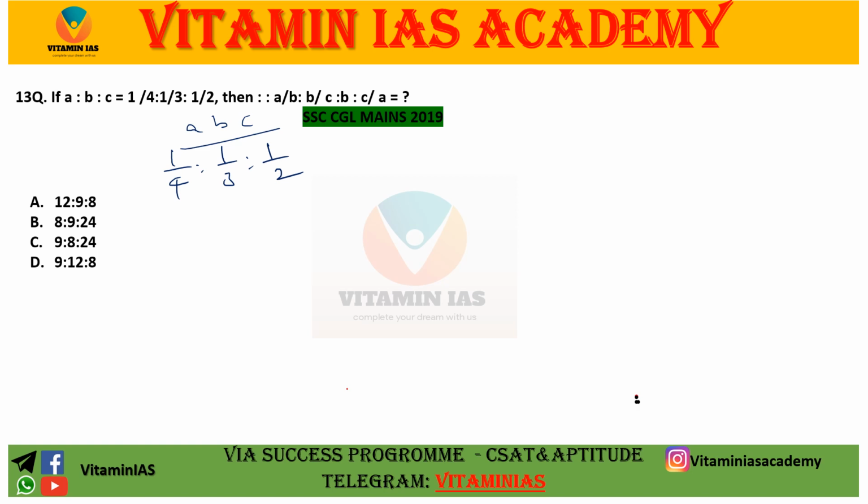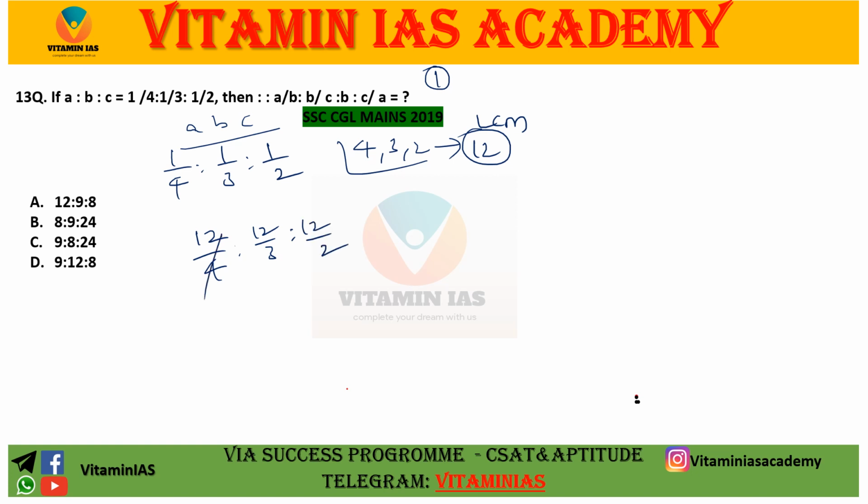We have two methods here. The first method we are discussing now. So 4, 3, 2 LCM. If you are doing it, the LCM will come 12. So 12/4, 12/3, 12/2. Then you will get the answer here: 3:4:6. Here they are saying that.